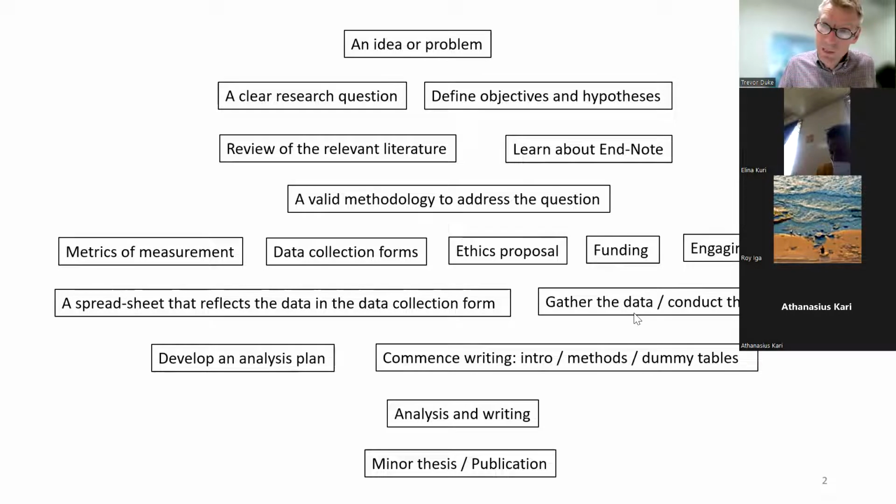When you commence writing, then I think as you're collecting data, it's important to write the introduction and the methods. The methods are a particularly important part of any paper, because the methods tell you exactly what you did. They tell the reader, or the examiner, exactly what you did. And it's very important to write the methods in some detail.